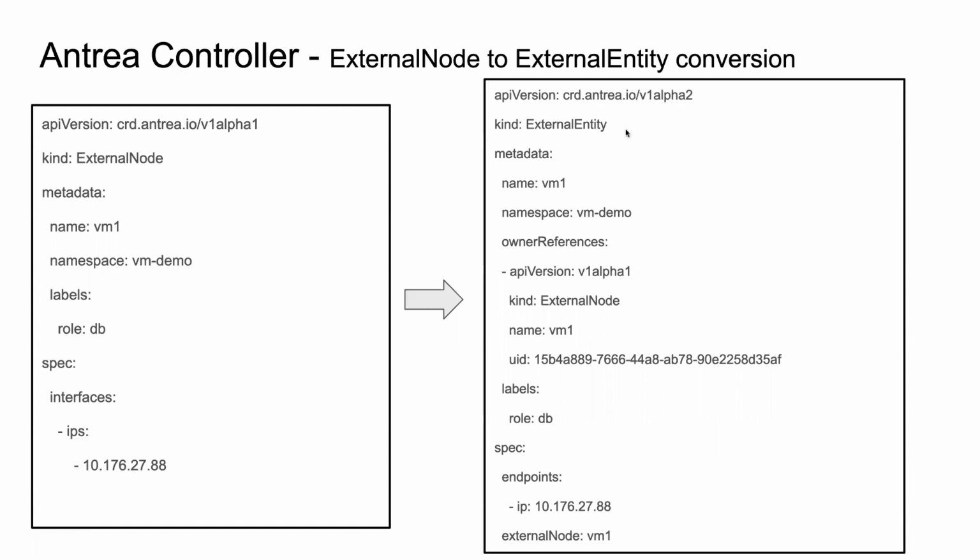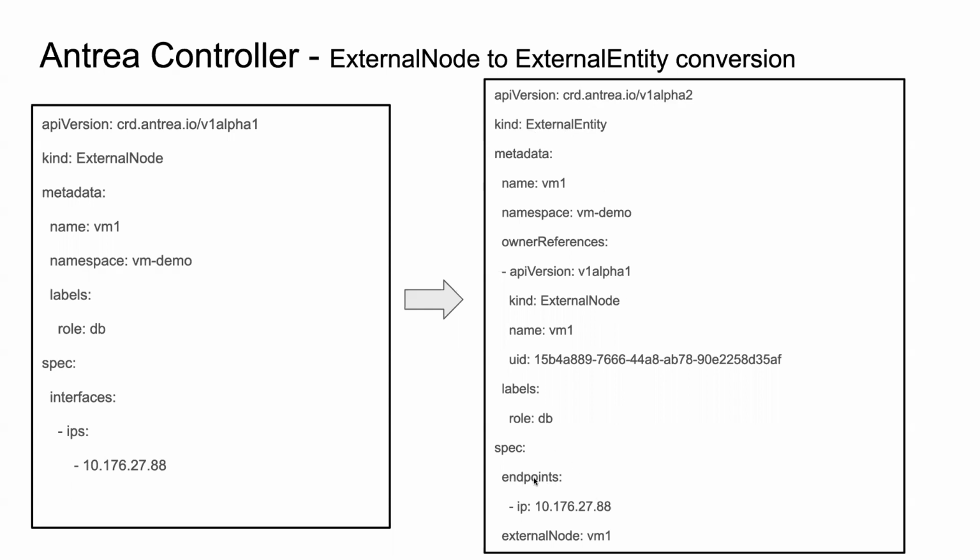Interface name can be specified or ignored in the definition, and it has one IP here. The generated external entity has the same name as the external node because the interface name here is not specified, so we will use the external node name directly. And for the namespace, they are the same, and labels, they are the same. And if there are multiple labels here, then it will be multiple labels here. And we also add a field called owner reference to let this external entity point to the external node, so we will know which external node is used to generate this external entity.